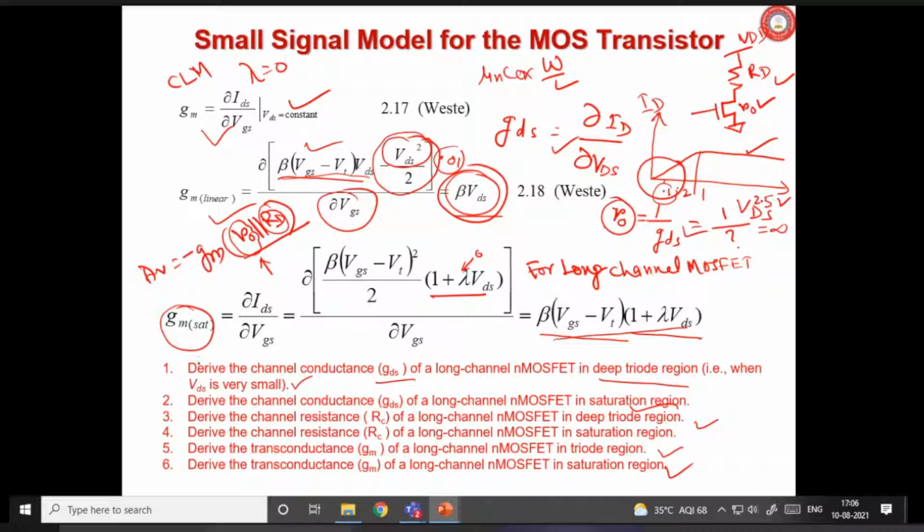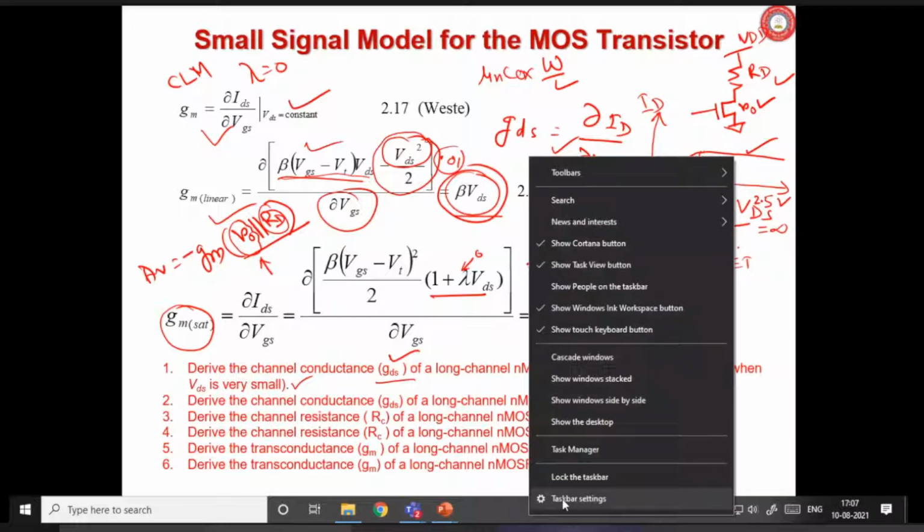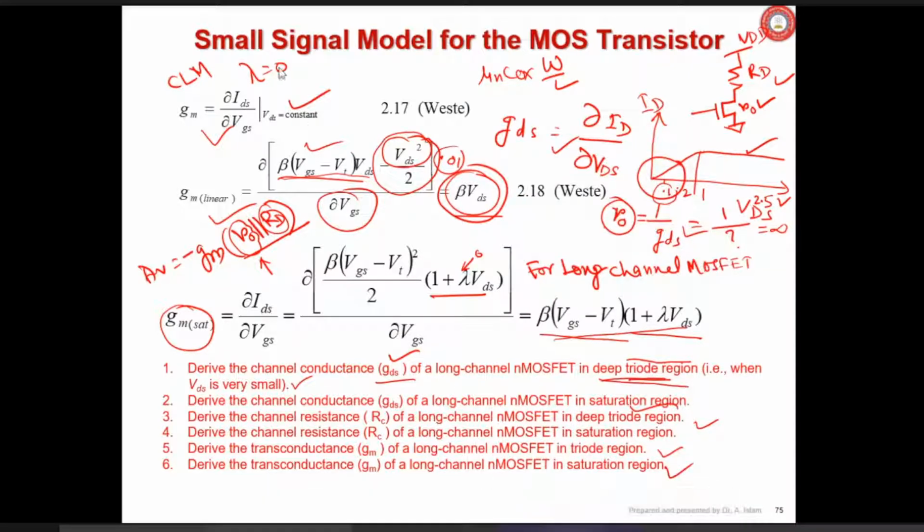Now certain questions are given here. Derive the channel conductance GDS of a long channel MOSFET in the deep triode region. What is the meaning of deep triode region? Anybody? You know the triode region? Linear region. So deep linear region it is. Then what do you understand by that?